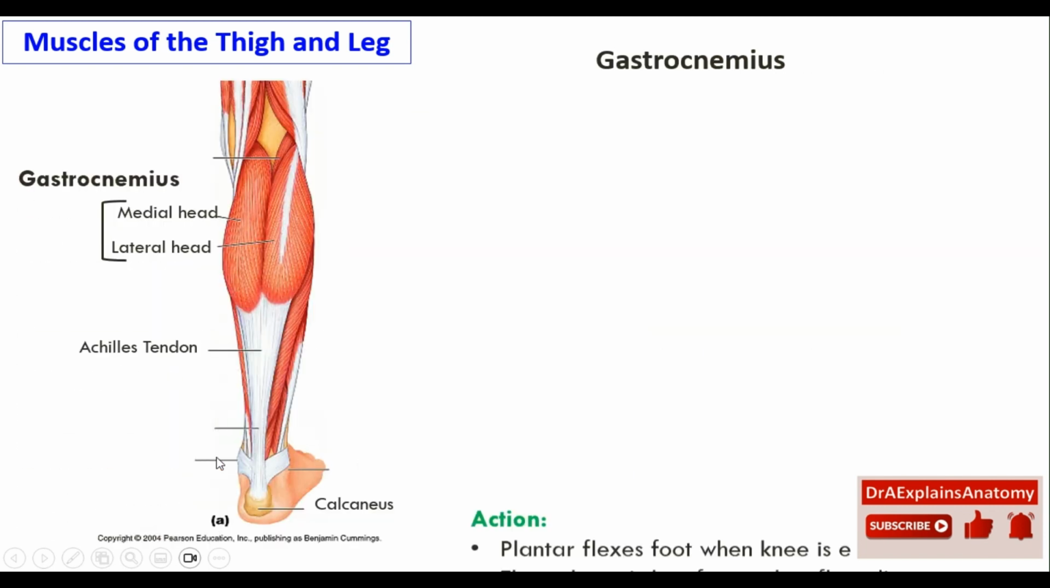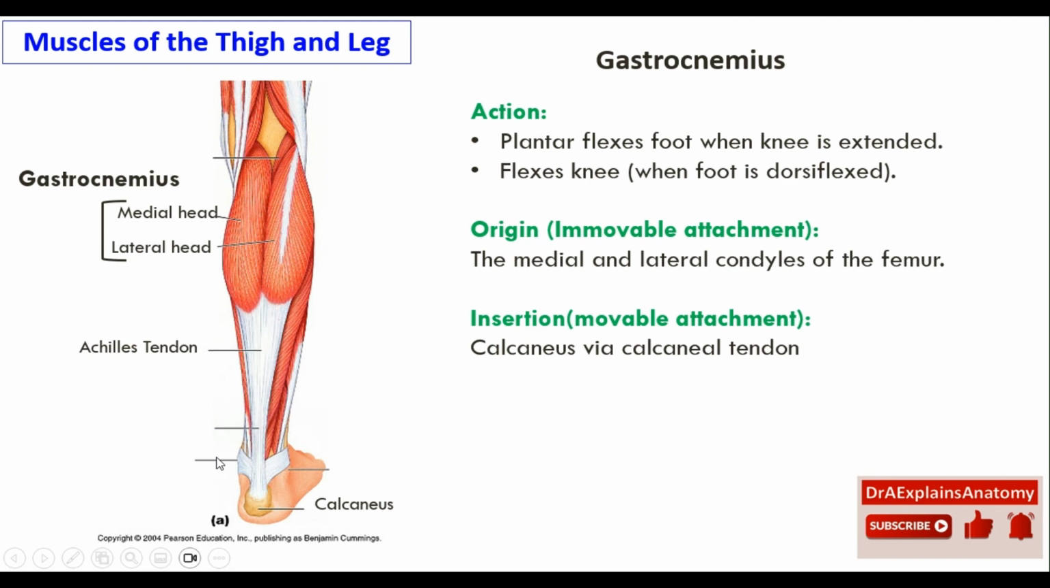Moving to the gastrocnemius muscle, which is located on the posterior aspect of the leg, the action: it plantar flexes the foot. So this is plantar flexion of the foot when the knee is extended, and also it flexes the knee when the foot is dorsiflexed. The origin, the medial and the lateral condyles of the femur, which is the bone in the thigh. The insertion: it is inserted on the calcaneus bone via the calcaneal tendon right here.